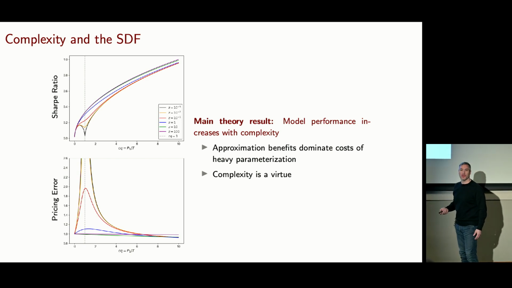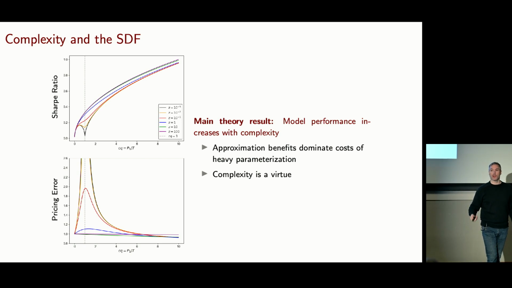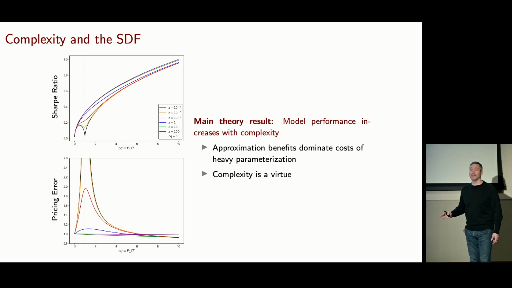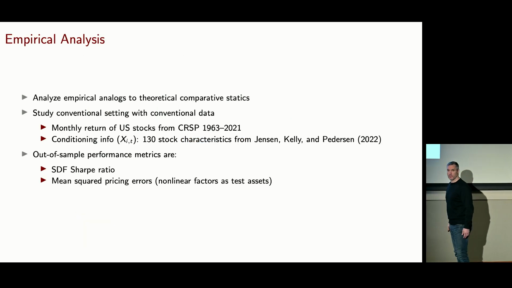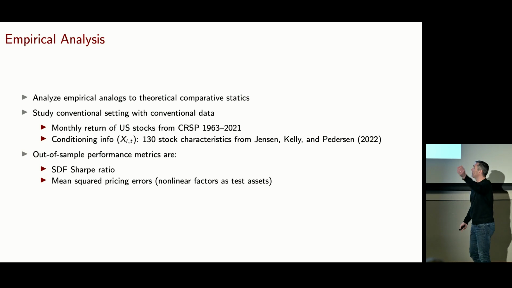So you see pricing errors go the other way. So when I'm at C equals 1, pricing errors can explode, but the best models in terms of pricing error are always going to be the very large factor models. Again, this is in terms of out-of-sample performance. All right. Now, I need to be careful with my time here. I want to talk briefly about the empirical analysis.